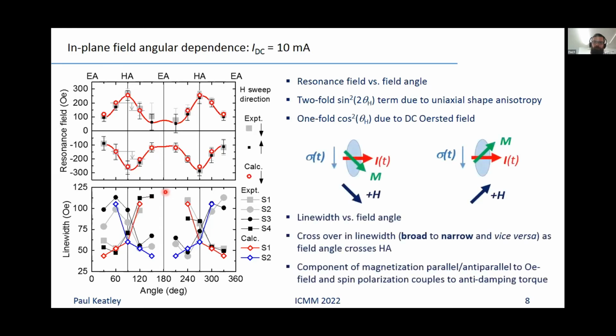So we interpret these changes as due to the direction of the magnetization. If the magnetization is canted to one side of the hard axis, you have a component of the magnetization that's parallel to the spin polarization. And if it's canted to the other side of the hard axis, that component is anti-parallel. So through the in-plane torque term, we think we get these changes in the line width and the amplitude of the resonance.